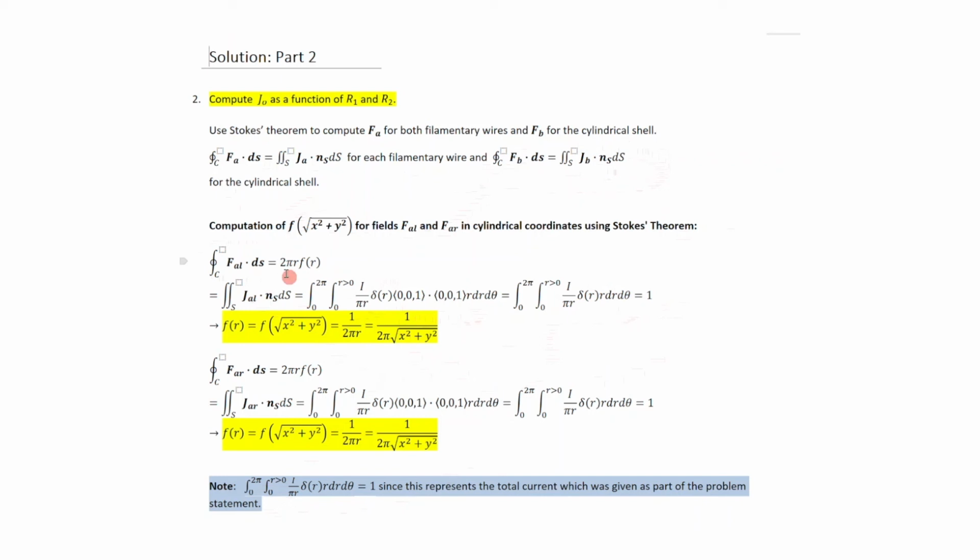So now you equate the left-hand side with the right-hand side, and you end up with this expression. Again, this has to be in Cartesian, so this r gets replaced by x squared plus y squared. Similarly, you can do it for the filament on the right side, with exactly the same expression, no difference. If you take a look at it, you end up with the same expression.